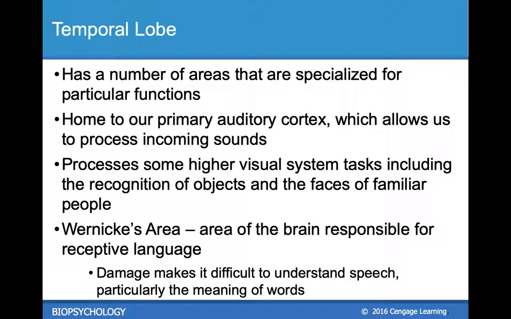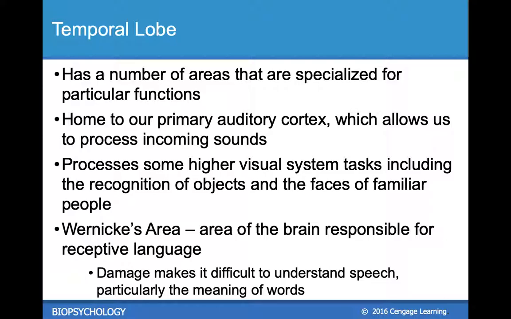Our temporal lobe has a number of areas that are specialized for particular functions. Like I mentioned, it's home to our primary auditory cortex, which helps us process incoming sounds that come in from our ears. It also processes some of the higher visual system tasks, including the recognition of objects and faces of familiar people. That's what we just talked about. And then it contains Wernicke's area.